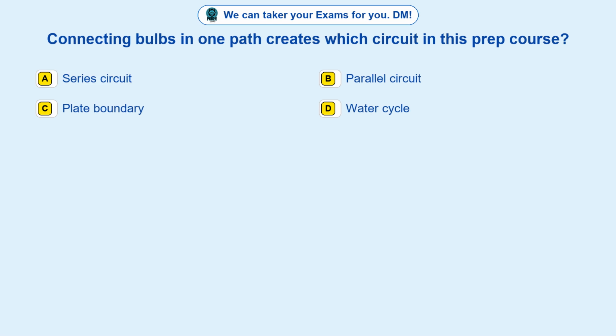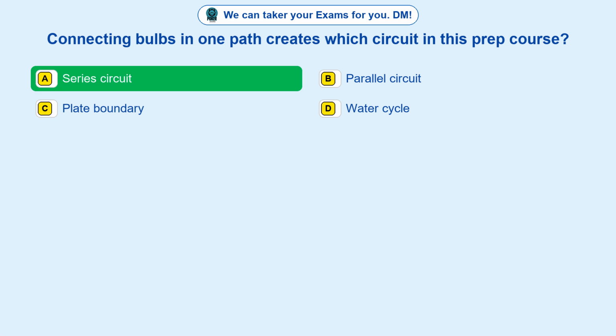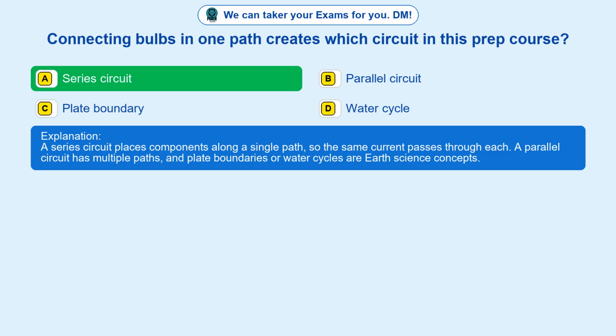Question 73. Connecting bulbs in one path creates which circuit in this prep course? Option A, series circuit. Option B, parallel circuit. Option C, plate boundary. Option D, water cycle. The correct answer is option A, series circuit. A series circuit places components along a single path, so the same current passes through each. A parallel circuit has multiple paths, and plate boundaries or water cycles are earth science concepts.